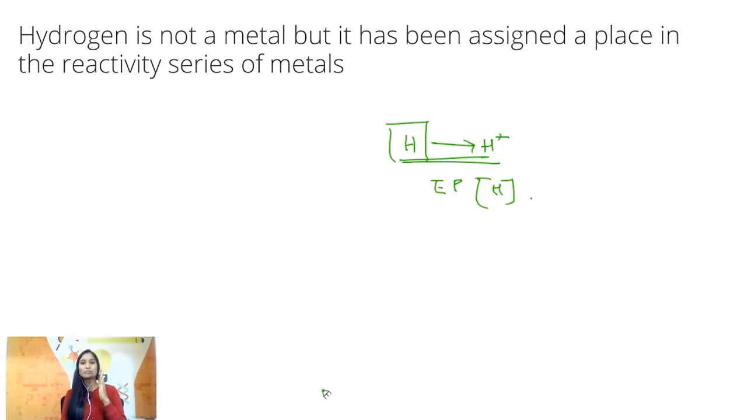Right? What does A indicate? A is nothing but aluminium. Aluminium is in the initial stages of the series, which means it's very active. Aluminium is an active metal.